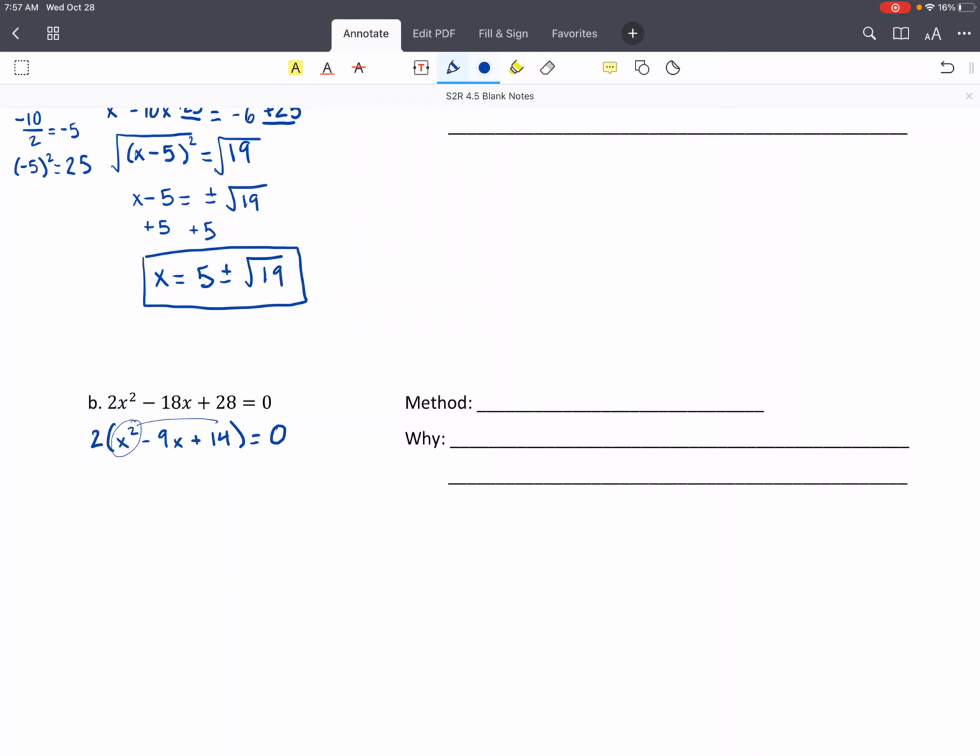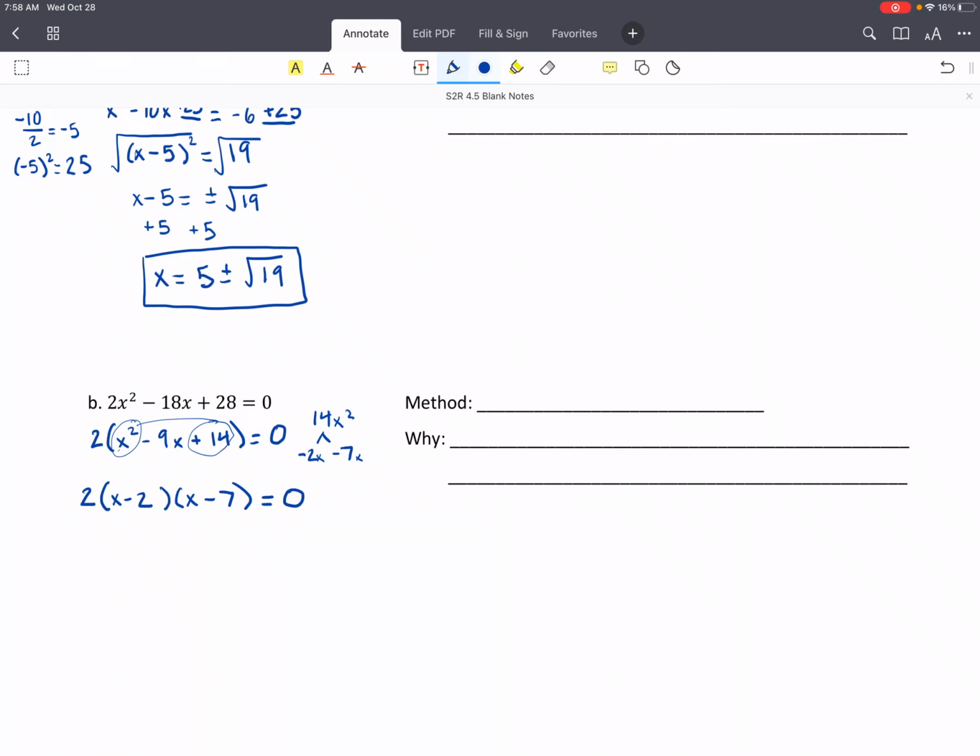So when I go to factor this, I'm looking for two numbers that multiply to 14 but add to negative 9. That'd be a negative 2 and a negative 7. And because I don't have a coefficient in front of my squared term anymore, because I factored it out, this means I can just use the shortcut to factor, which means I get x minus 2 and then x minus 7 equals 0.